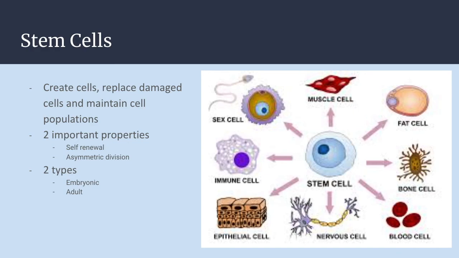Now, there's two main properties of stem cells. They need to have some capacity for self-renewal, so their numbers need to be constantly replenished, and they also undergo asymmetric division. So when a stem cell divides, there is going to be one daughter cell that stays as a stem cell, and then one daughter cell that actually will differentiate and turn into a mature cell of whatever that cell type is going to be.